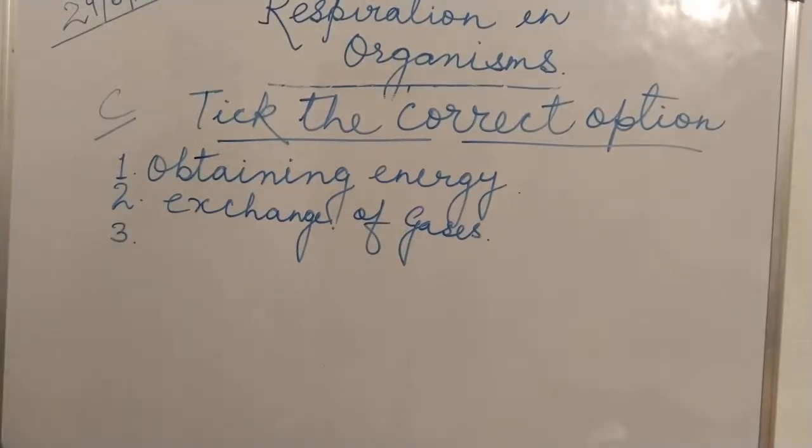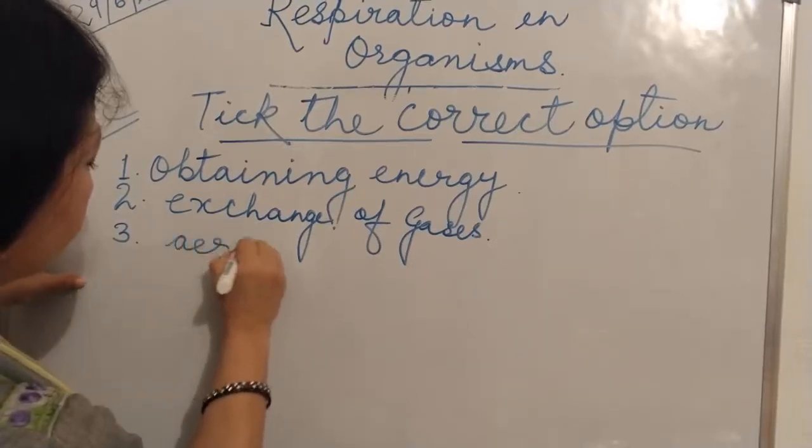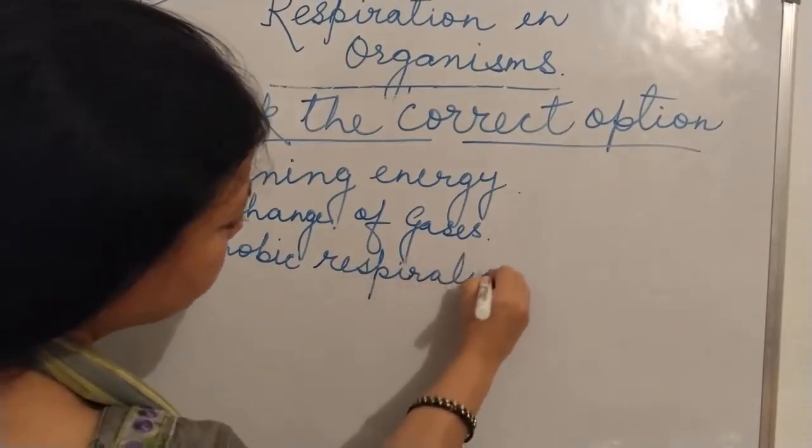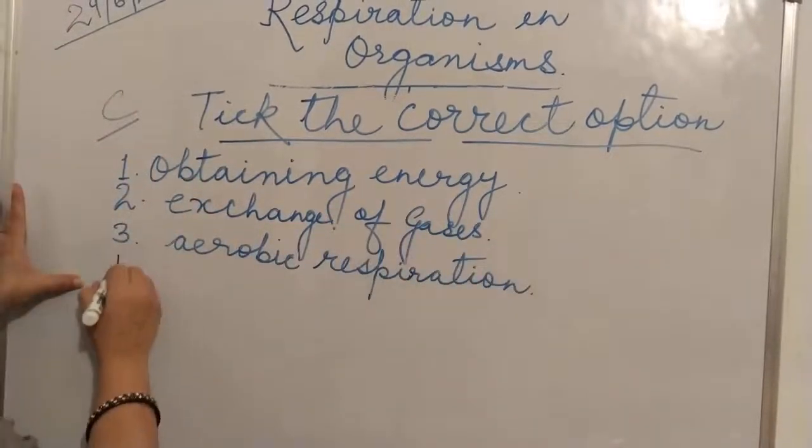Third one is, the process represented by the following equation: glucose plus oxygen forms carbon dioxide plus water plus energy. So, what is this reaction? Is it photosynthesis, transpiration, fermentation, or aerobic respiration? So, what will be the correct one? It is aerobic respiration. Because in aerobic respiration what happens? Glucose reacts with oxygen and forms carbon dioxide, water and energy.